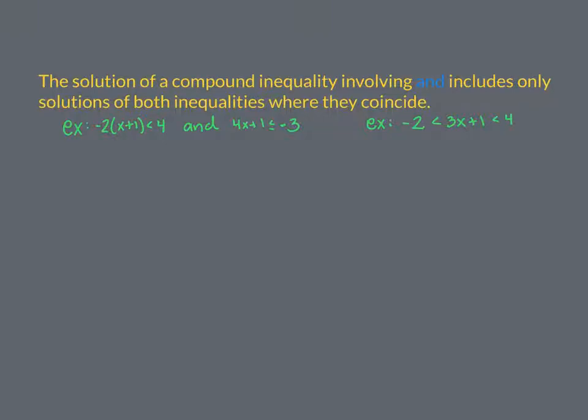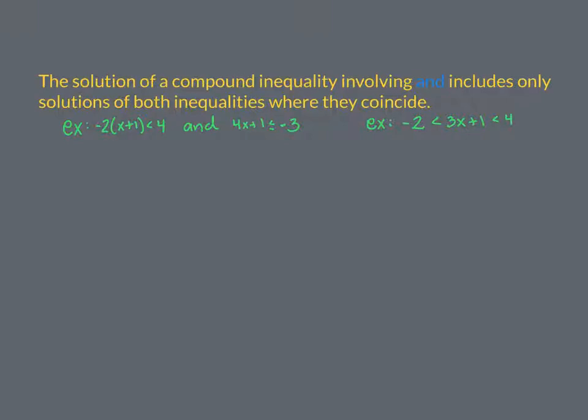Now let's look at compound inequalities that utilize the "and" statement. The solution of a compound inequality involving "and" includes only solutions of both inequalities where they coincide. So like we've been doing with the previous examples, they've got to overlap. If there's no overlap in an "and" statement, that's not a solution.